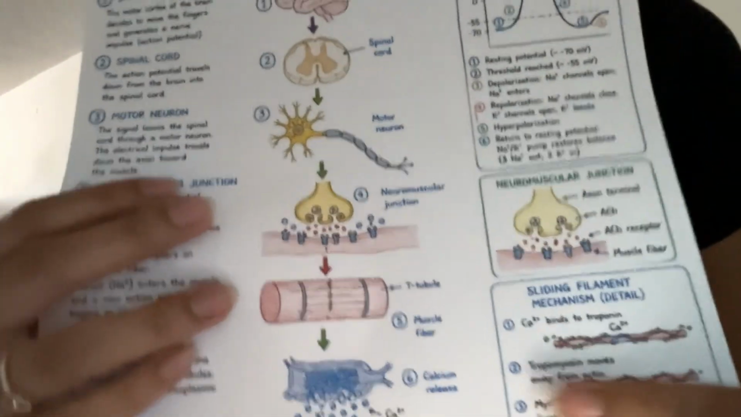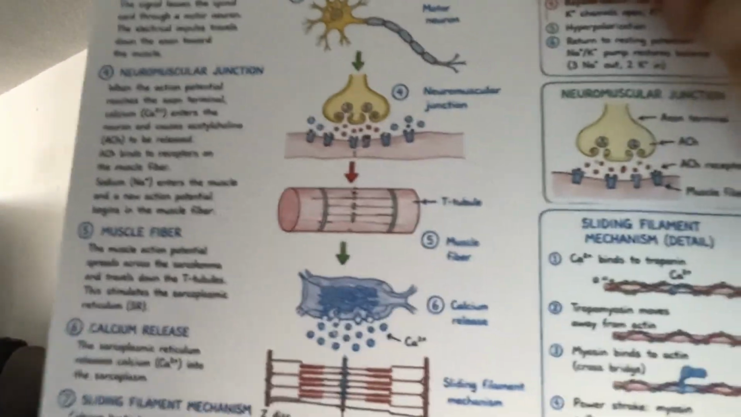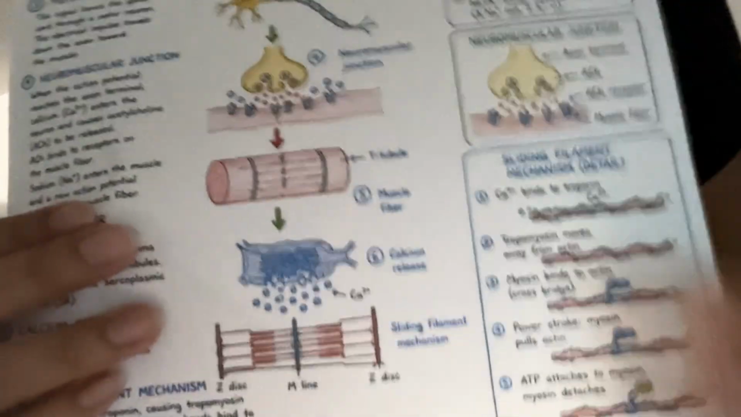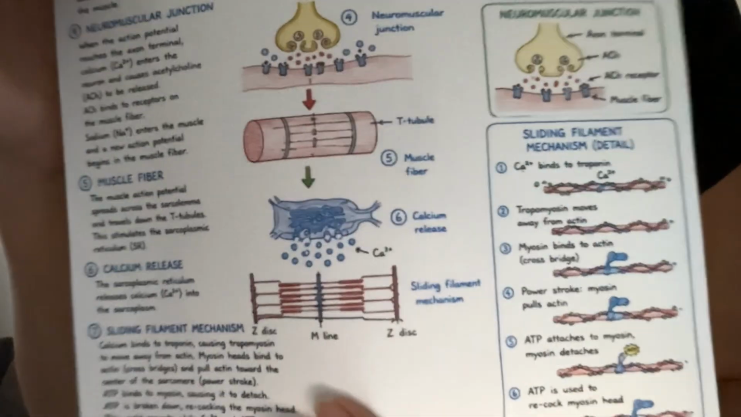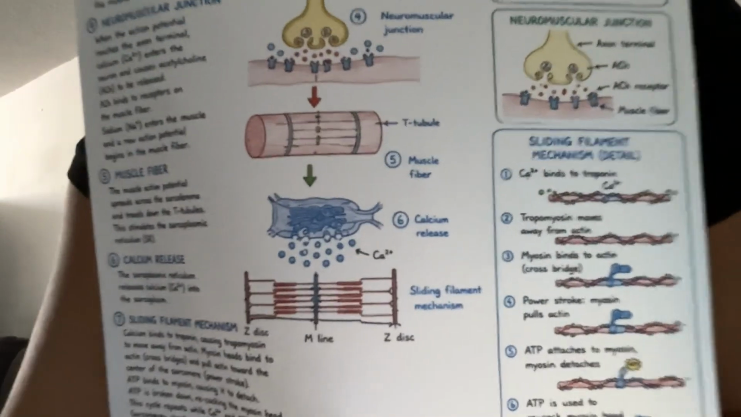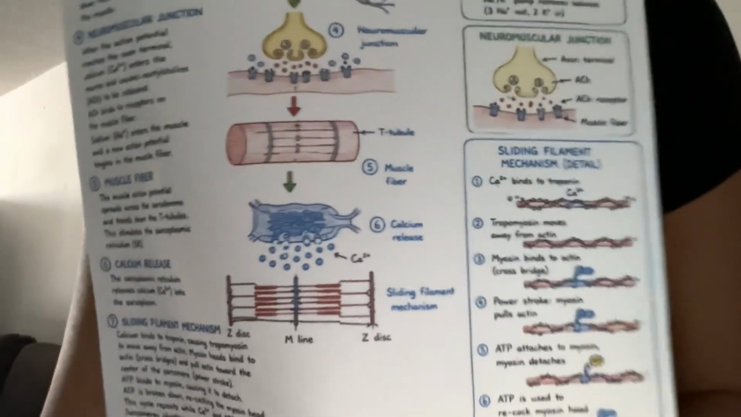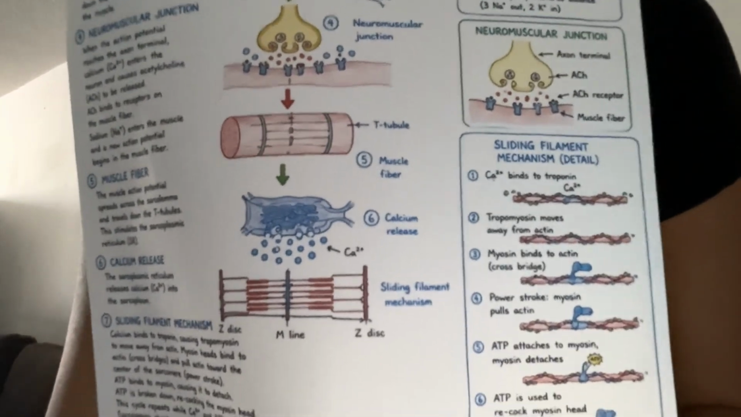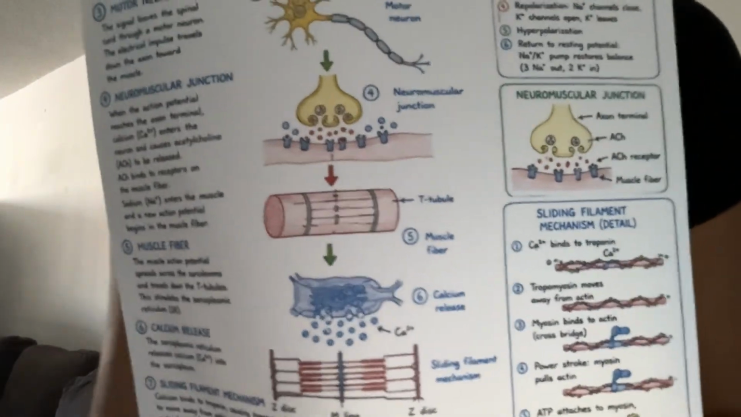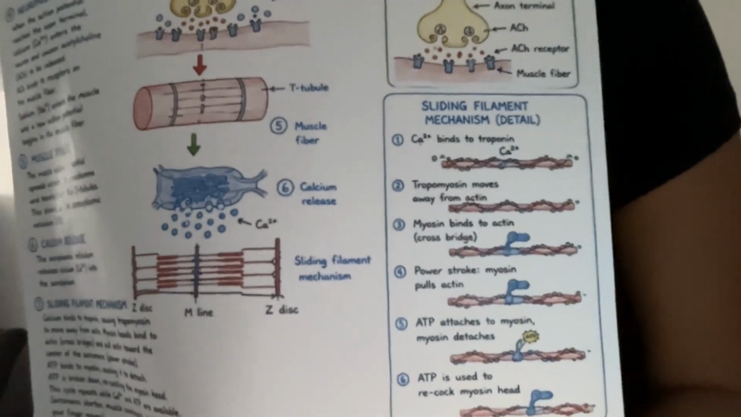And then we have here the filament sliding, which is when calcium binds to a protein called troponin. When troponin changes shape, it moves another protein called tropomyosin away from binding sites on actin. This allows the myosin heads to attach to actin, forming what is called a cross bridge. The myosin heads pull the actin filaments toward the center of the sarcomere. This movement is called the power stroke.